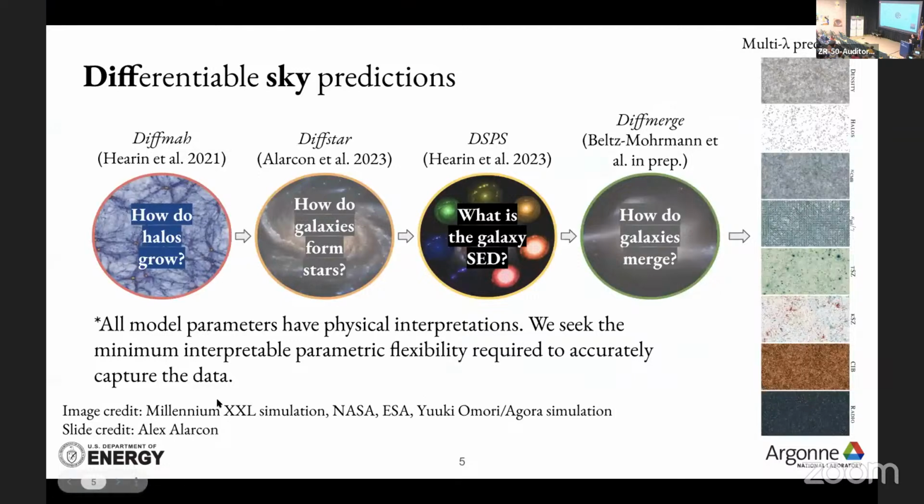Because all of our predictions are formulated to be fully differentiable, we have named our pipeline diff-sky. And I don't have time in this 10-minute talk to go over all of the details of the modeling pipeline, but briefly, we have parameterizations for how halos grow, how galaxies form stars in situ, how galaxies merge, and how to predict the full SED of the galaxy, including taking into account things like dust attenuation and bursty star formation. And I want to emphasize that all of our model parameters have physical interpretations, and we are seeking the minimum interpretable parametric flexibility that is required to accurately capture the data.